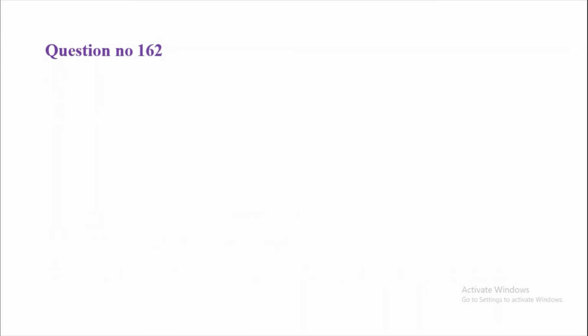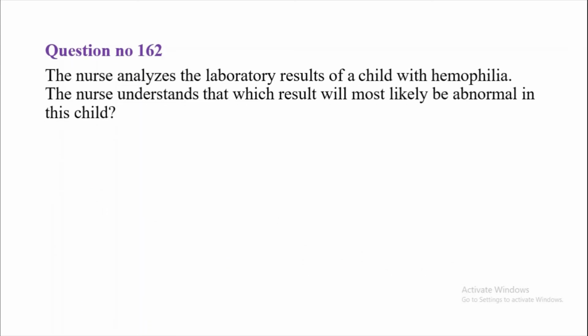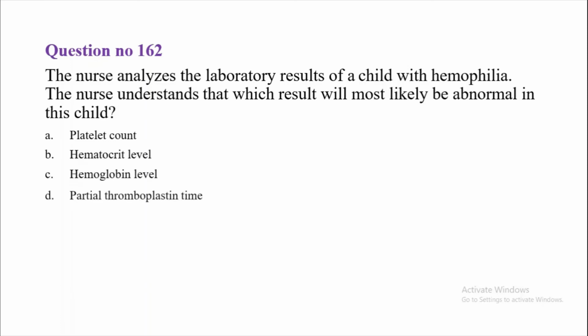Question number 162. The nurse analyzes the laboratory results of a child with hemophilia. The nurse understands that which result will most likely be abnormal in this child? The options are number A, platelet count, number B, hematocrit level, number C, hemoglobin level, number D, partial thromboplastin time.